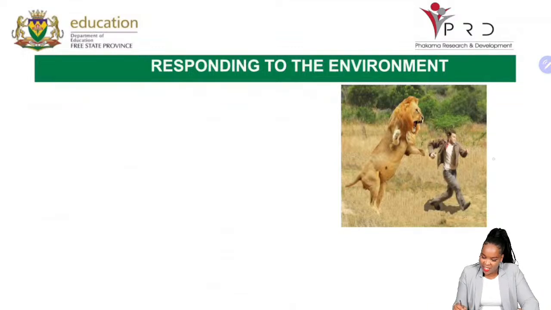If you take a look at this picture here, imagine if it was you being chased by that huge lion. What were you going to do? What was your body going to do? Were you going to sleep? Were you going to relax? Or were you going to jump? There are so many things that are happening in this person's body that are responding to what he is getting from the environment. In this case, it is the threat of being bitten by a lion.